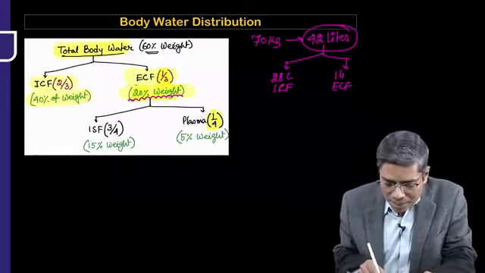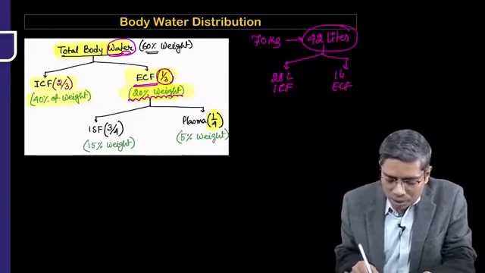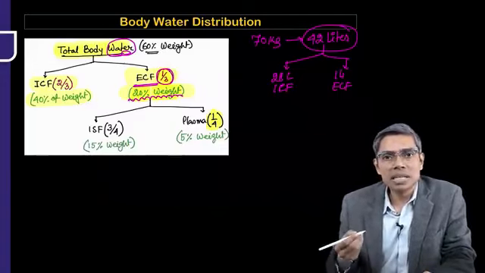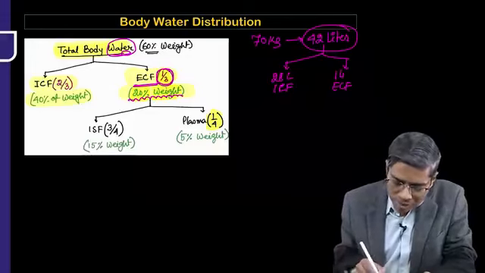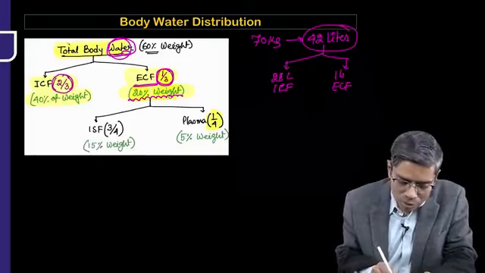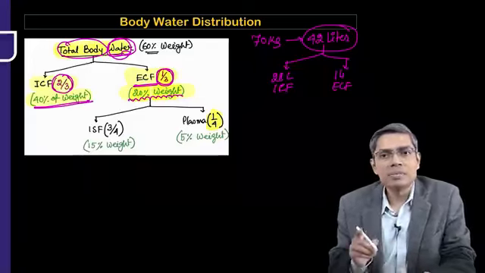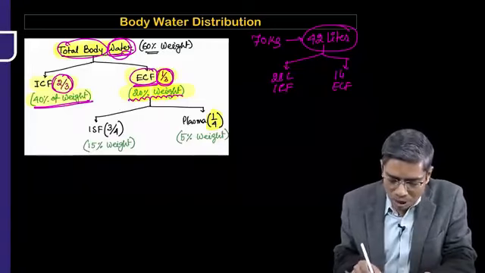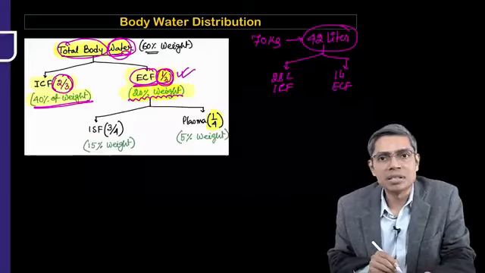But if I ask you ECF is how much percentage of your body water, then your answer is 1/3 of the total body water. 1/3 means how much percentage? 1/3 means 33%. So this 1/3 means this is 1/3 of total body water. This 2/3 means this is 2/3 of total body water. But whenever I am writing this percentage, it means percentage of the total body weight. So if the question is ECF is how much percentage of body water, your answer is 1/3, which means 33%.